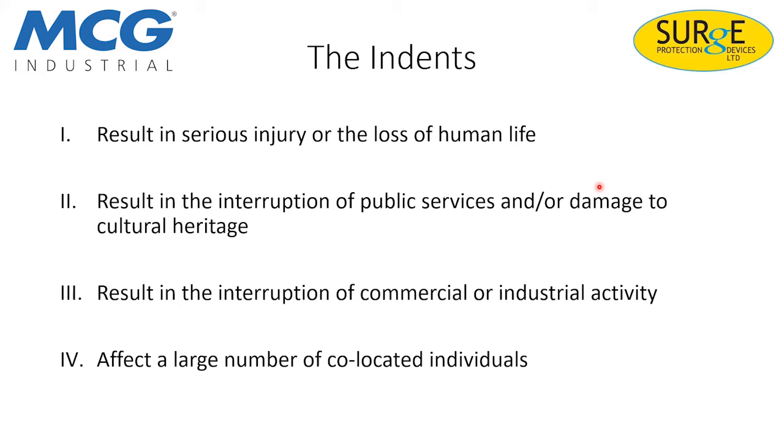And lastly is affect a large number of co-located individuals. So if you could affect a large group of people at the same time, then you would have to put surge protection in. The one I like to think about with this is like the lighting circuits in an exhibition hall. If it was at capacity and your lights went down, you would affect a large number of people.